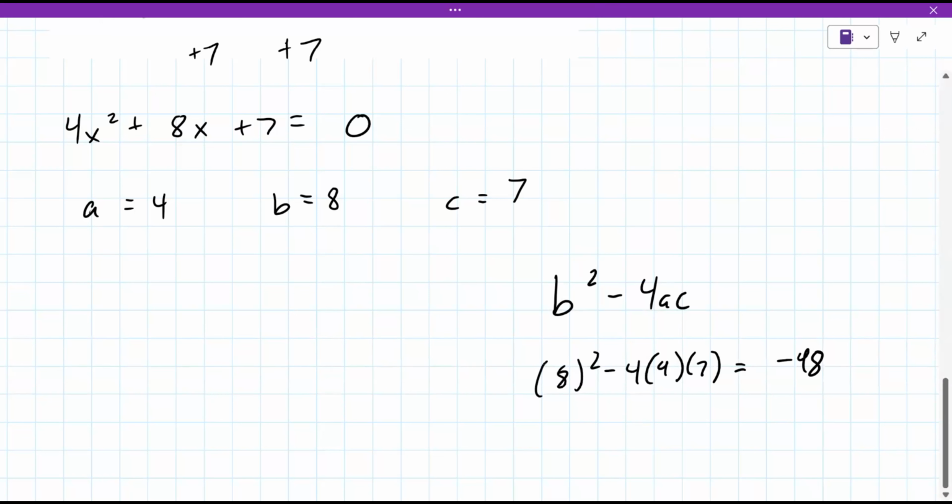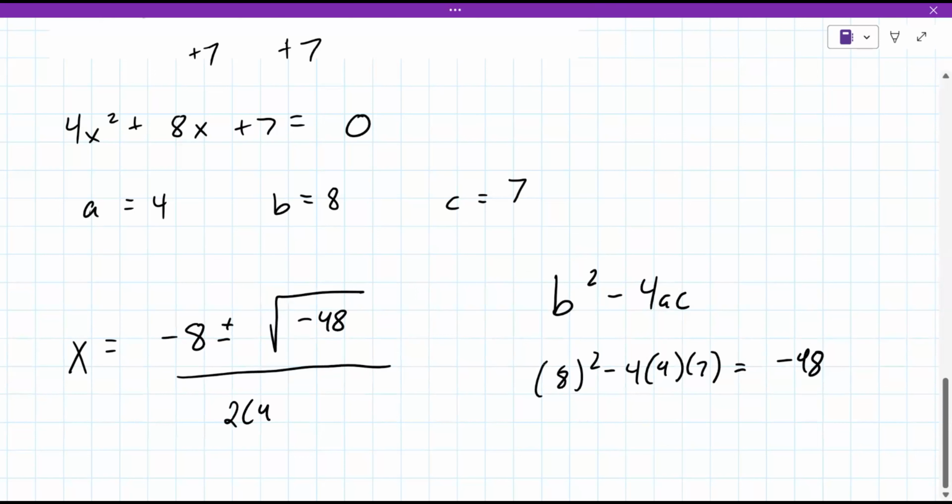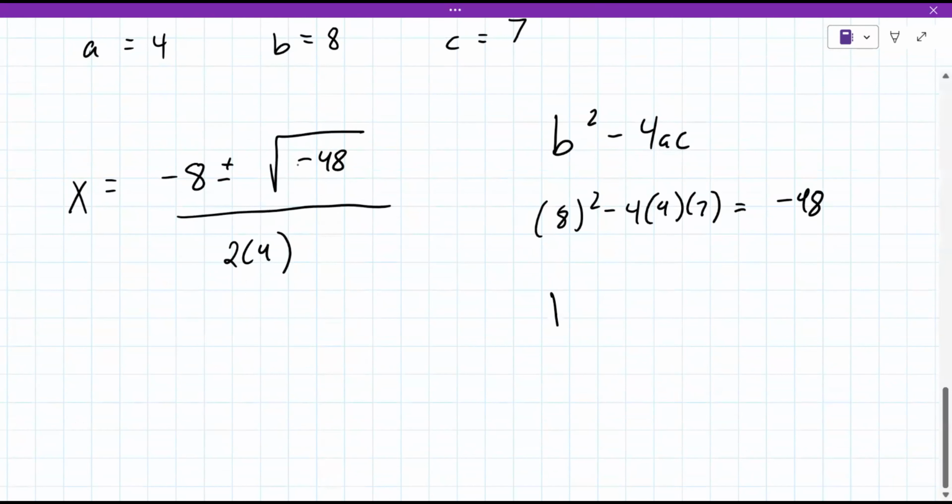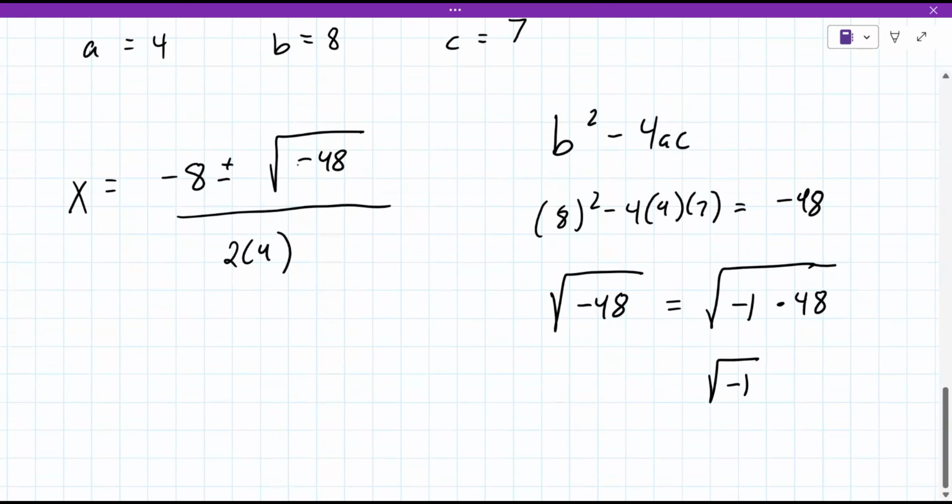Okay, good. So we're gonna start there. X equals minus B, minus 8, plus or minus the square root of minus 48 over 2 times 4. All right, like that. So got to come off to the side here and deal with this square root of -48. So what it really is, it's the square root of -1 times 48. And then you can break that apart into the square root of -1 times the square root of 48.